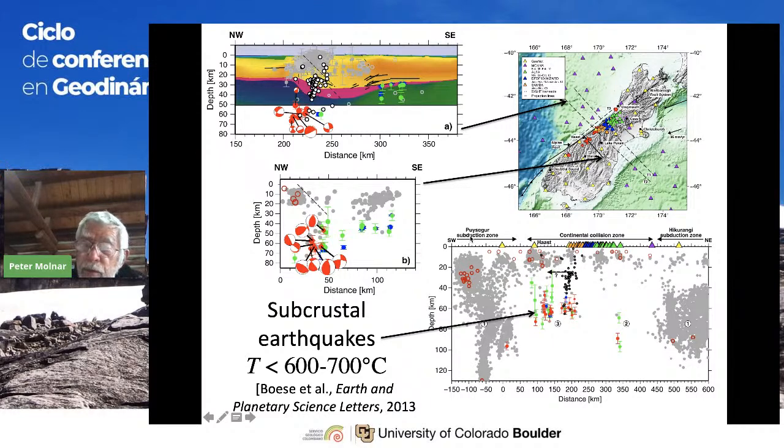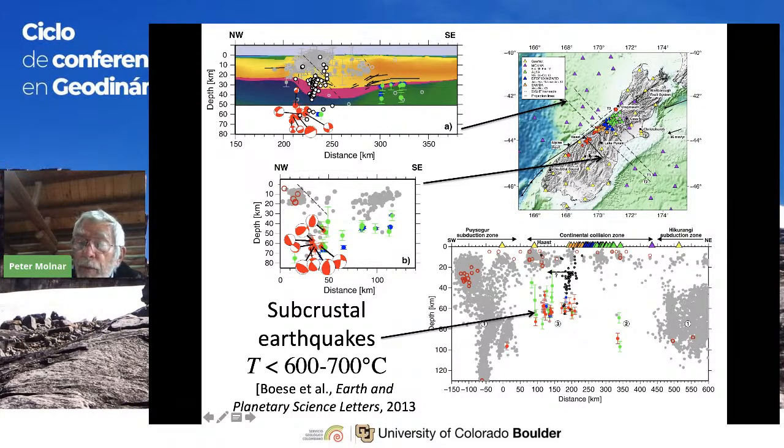So the Puysegur subduction zone is the subduction zone down here. Many, many earthquakes, underthrusting oceanic lithosphere. The Hikurangi subduction zone is the region up in here. Again, many, many intermediate depth earthquakes because oceanic lithosphere is subducted.